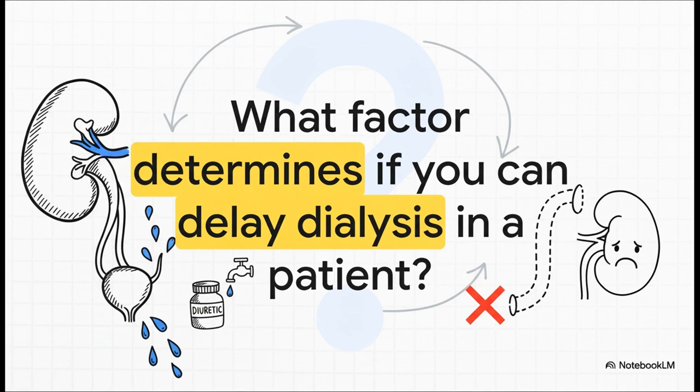If your patient is still making urine, you have options. You can use diuretics to manage their fluid and their potassium. But the minute they become anuric, they stop making urine, you've lost a major tool, and they are much more likely to need dialysis and need it soon.